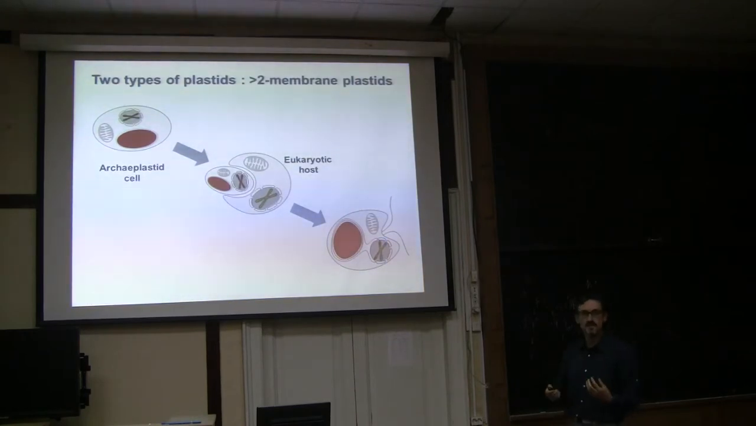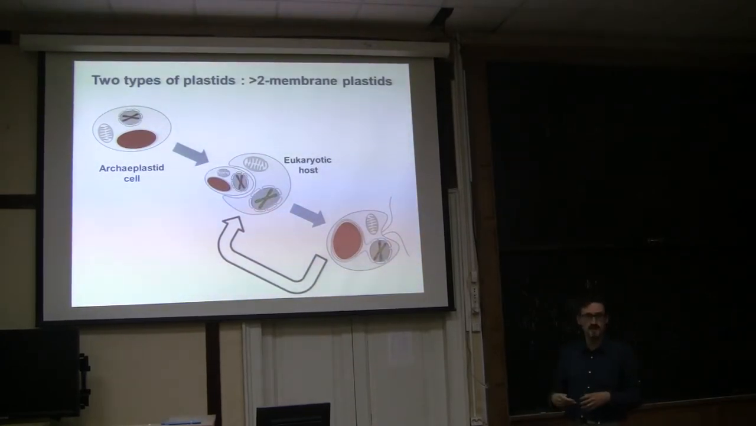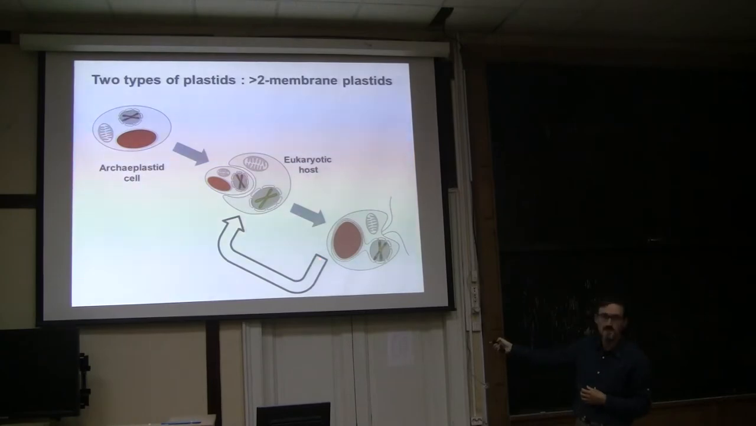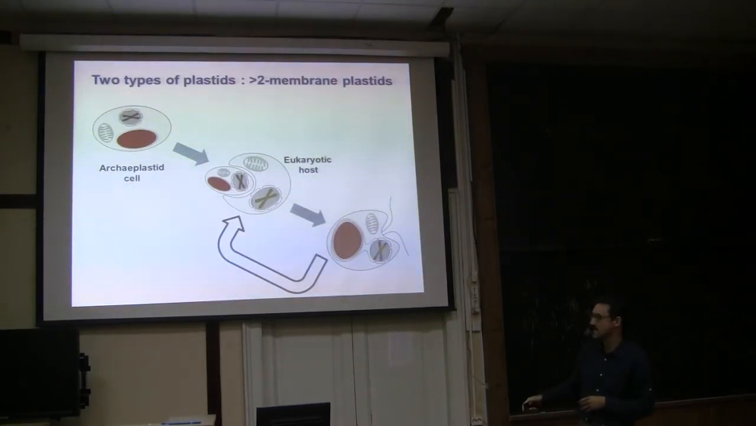This can be really very complex, because sometimes these secondary endosymbiotic algae are again engulfed by another host, and you can have very complex situations where at the end you have a lot of membranes and a very complex system of endomembranes in the final eukaryotic species. But in general, there are these two types: plastids with two membranes or plastids with more than two membranes.